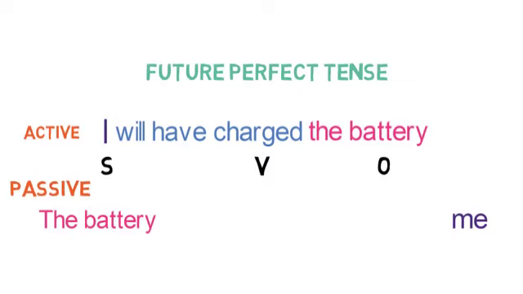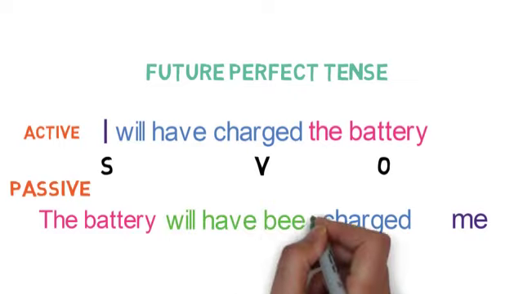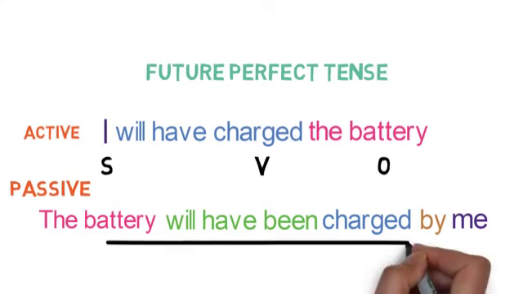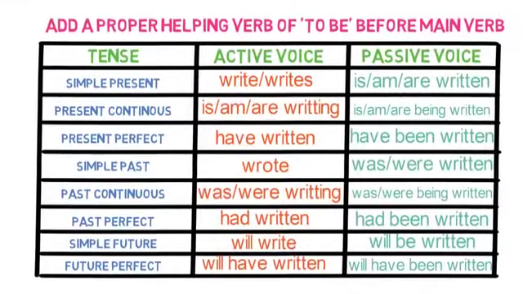Now converting the main verb to third form, it will be charged. Next, adding a suitable helping verb of to be, it will be will have been. Lastly, we need to add by here to make the sentence complete. So the whole sentence is, the battery will have been charged by me. These are the 8 ways in which you can convert an active voice to passive voice. Now I am sure that you will not have difficulty in conversion of active to passive voice.